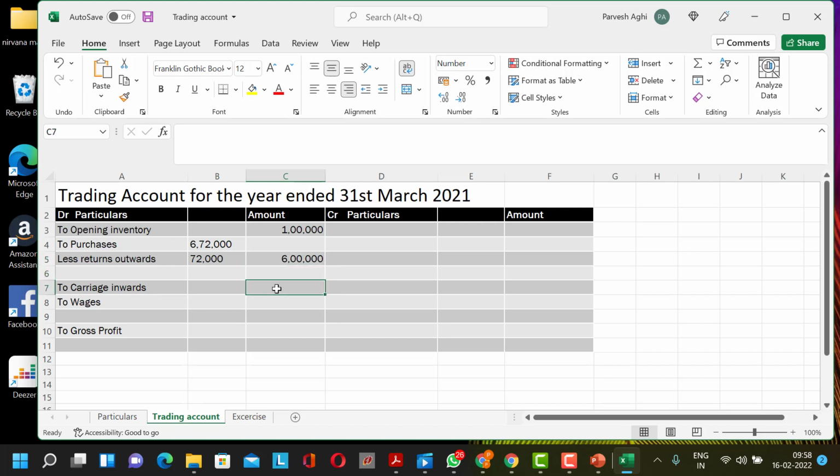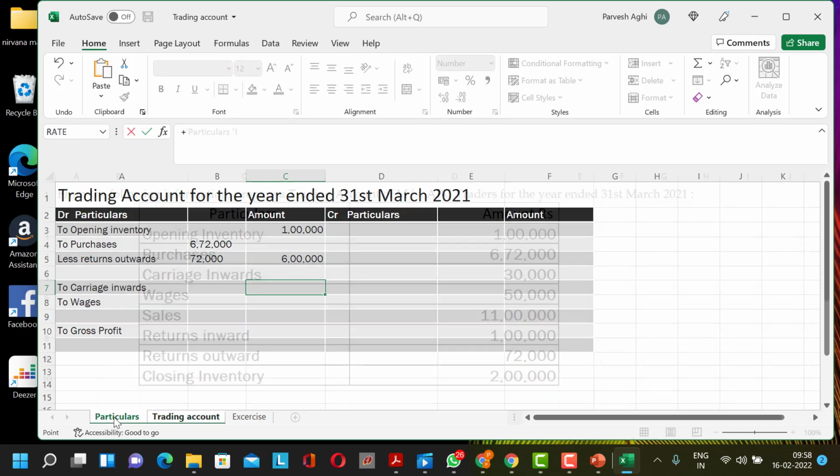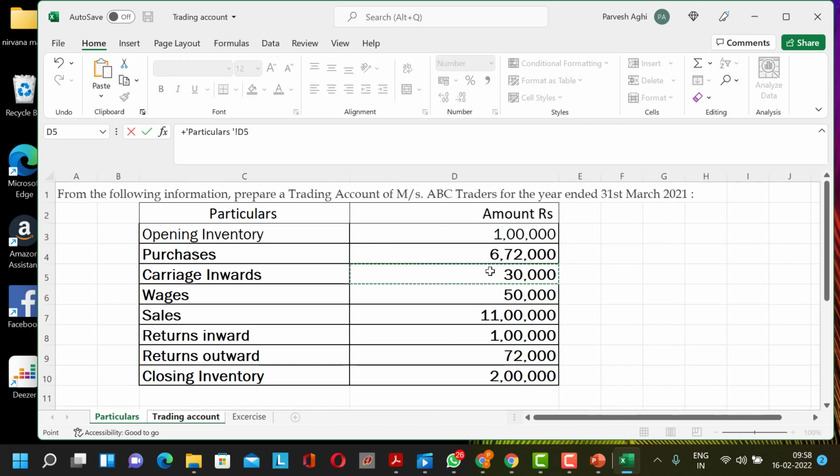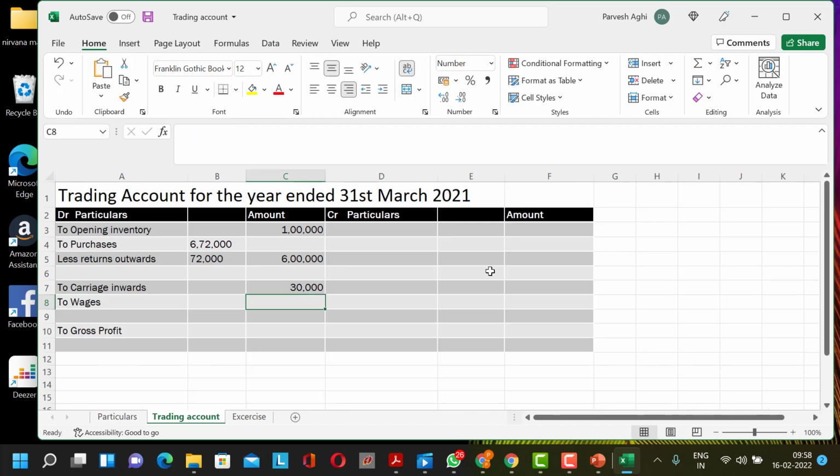Then go to carriage inwards. This is the expense which you have incurred for transporting the purchases or goods into your factory or your business. The carriage inward is your expense for paying some transport charges on whatever goods you have purchased. So pick it up and put it here. Done.